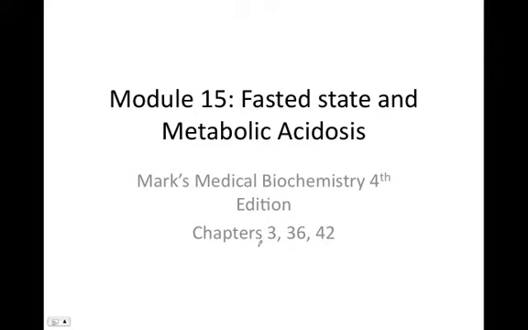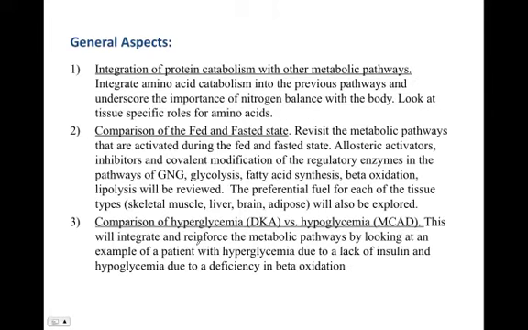The chapters in your textbook, chapters 3, 36, and 42, will be helpful with this material, although we won't be strictly adhering to the flow of those chapters. So again, we'll start this module looking at the integration of protein catabolism with other metabolic pathways. And we'll really look at tissue-specific roles for various amino acids.